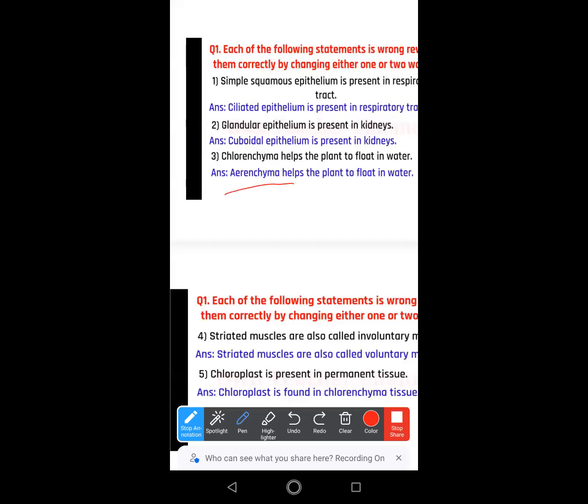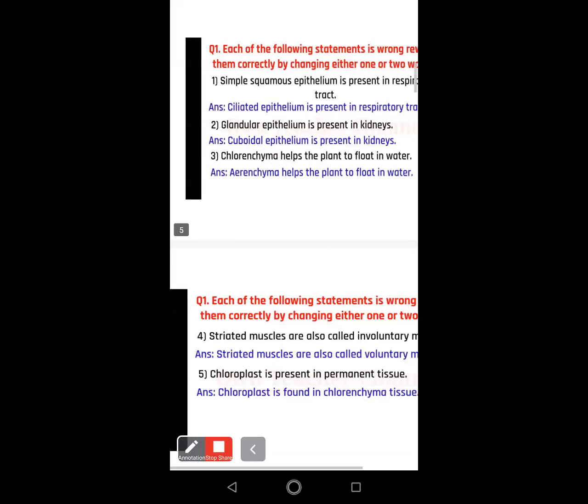Aerenchyma. You can also pronounce it as aerenchyma. Aerenchyma helps the plant to float in water. Fine. Yes.